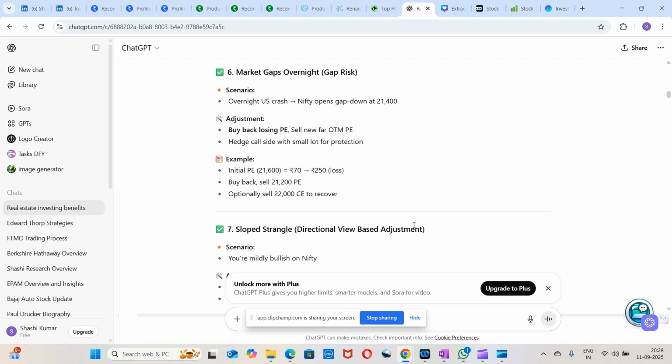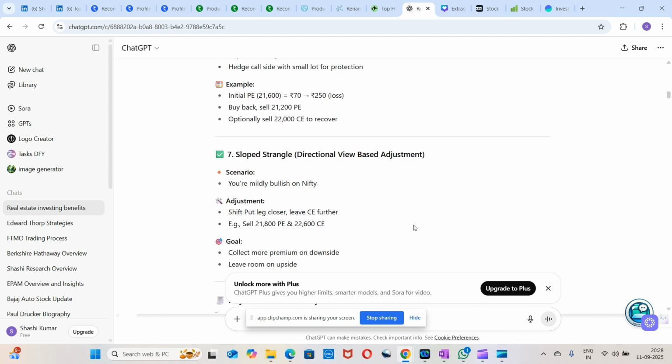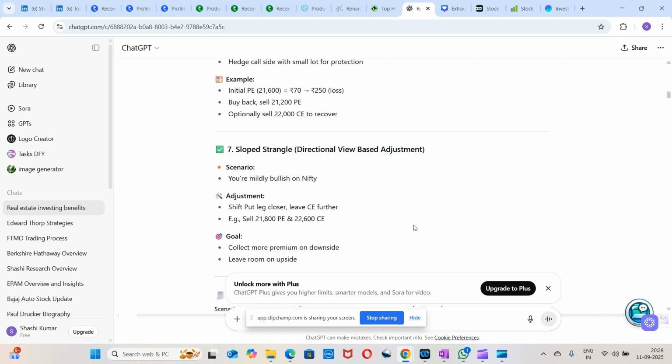Initially you have taken the 21,600 P. Suddenly a gap down has happened and it went from 70 rupees to 250, so it's a loss. So you'll buy back that particular 21,600 P and you'll sell another 21,200 P. Optionally you can sell 22,000 C also to recover, because the C will make money in that case, so you could do that also.